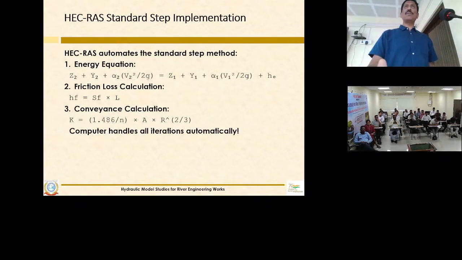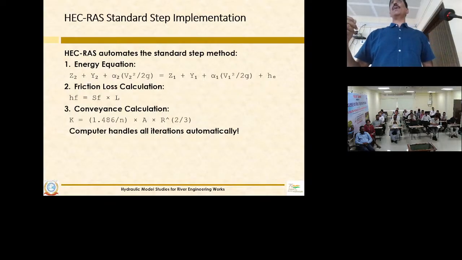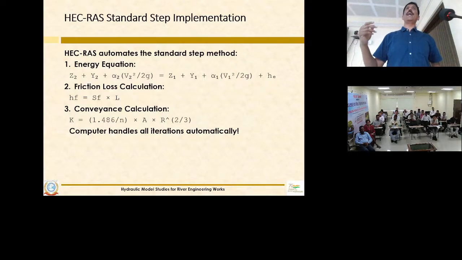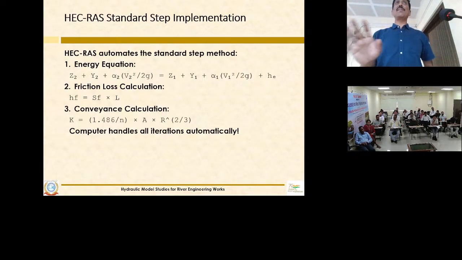And again, it is based on the standard step method, so the energy equation is used. It calculates the head loss based on the friction factor you are giving and the length between the cross sections. The computer handles all the iterations, like standard step iterations. The computations for depth, area, everything for each iteration are automatically handled, and I have to give the convergence distance. Generally it is 0.001 feet.